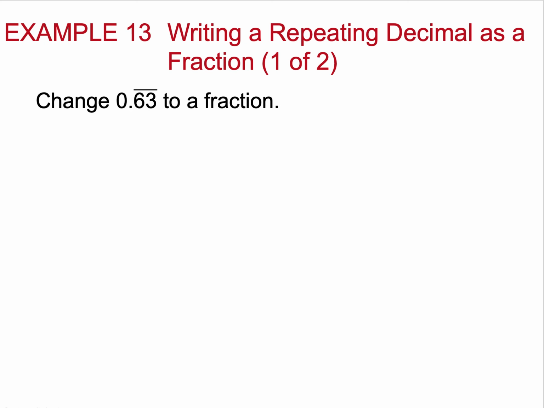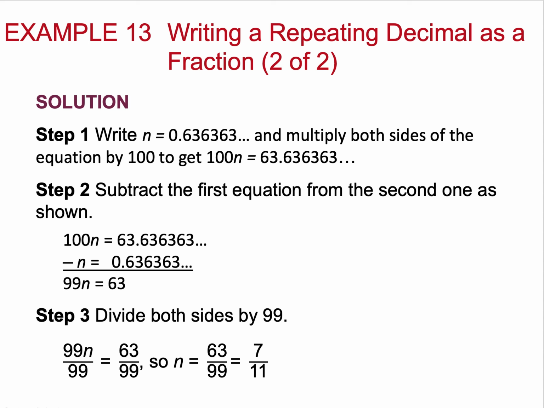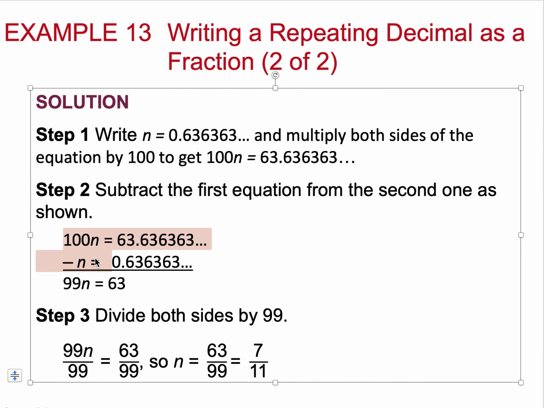Let's try it with a number that repeats with two values. So since I have two values repeating, I'm going to have to multiply by 100 to get both the repeating values in front of the decimal. So this would be 100 times n. I'm then going to subtract 100n minus 1n, and I get 99n, and then I have the 63 in front of the decimal. So to get to this point, I'm going to do 63 divided by 99.